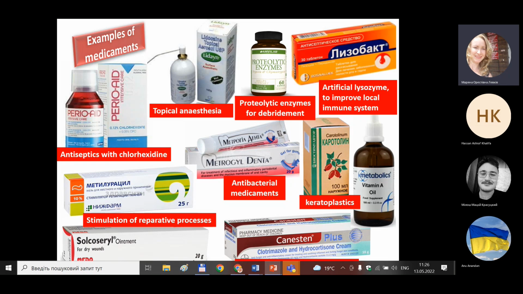And clotrimazole and hydrocortisone components in such creme gel Canesten.